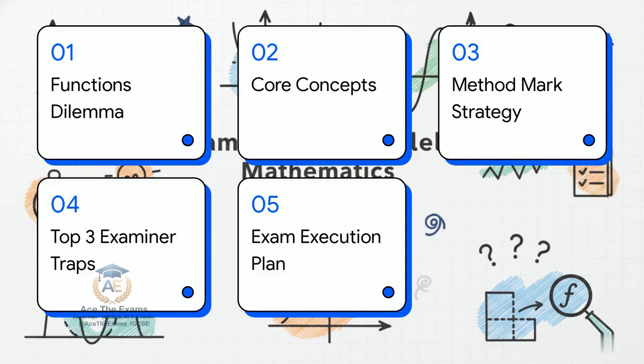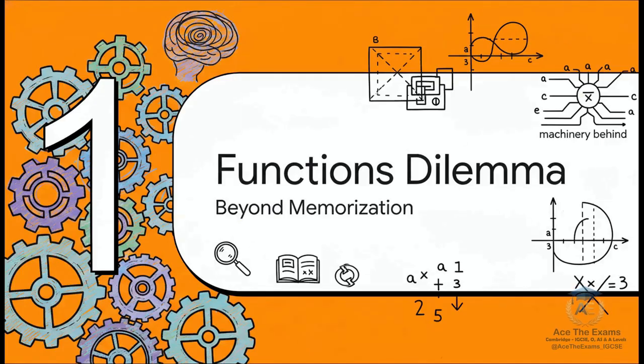All right, here is our flight plan for today. 1. The function's dilemma. 2. Core concepts and our memory hack. 3. The method mark strategy. 4. The top 3 examiner traps. And 5. Your exam execution plan. Let's move. Section 1. The function's dilemma, moving beyond rote memorization.